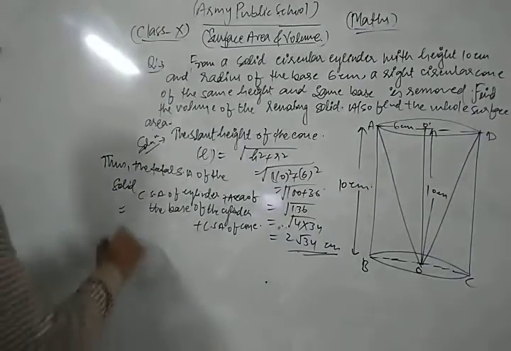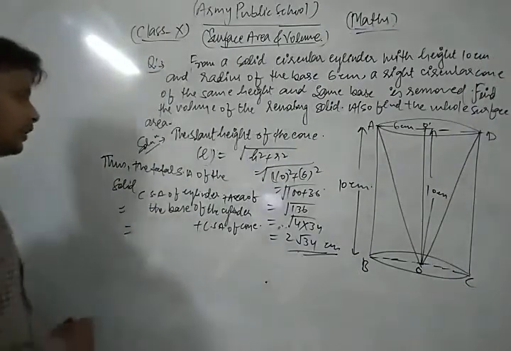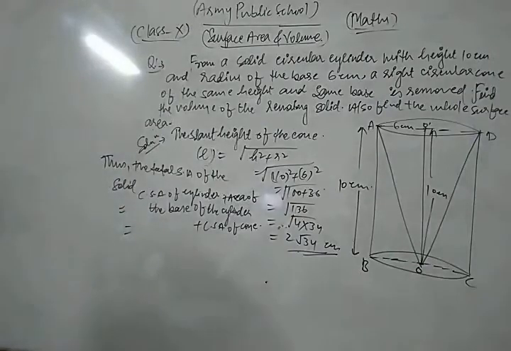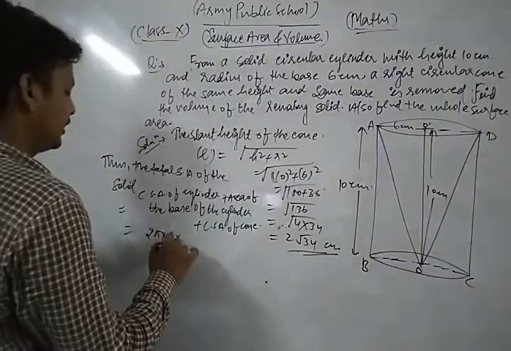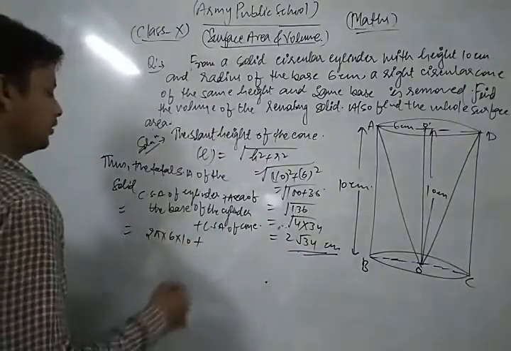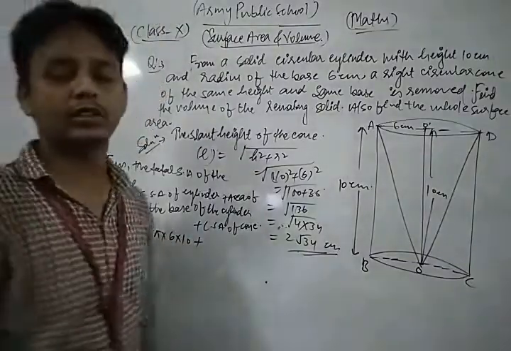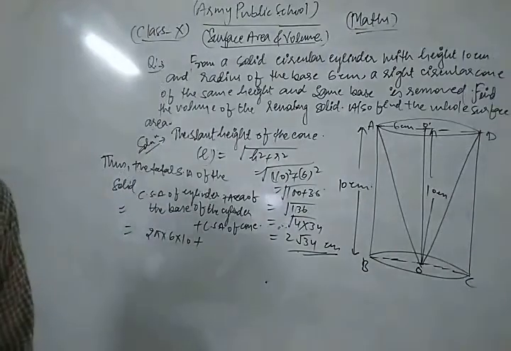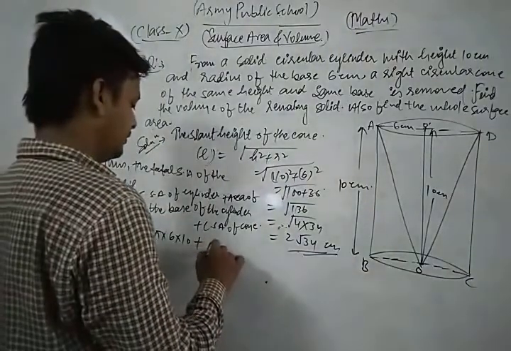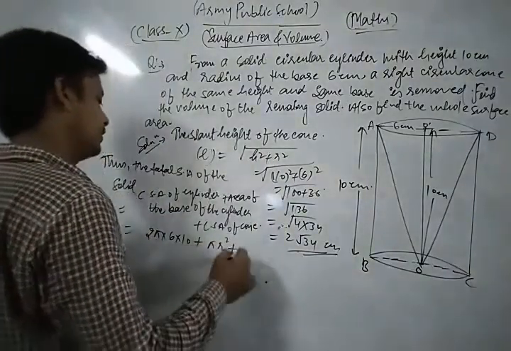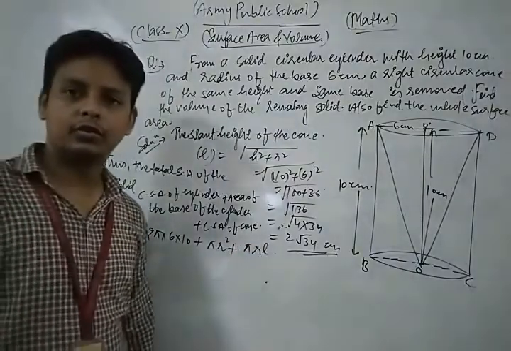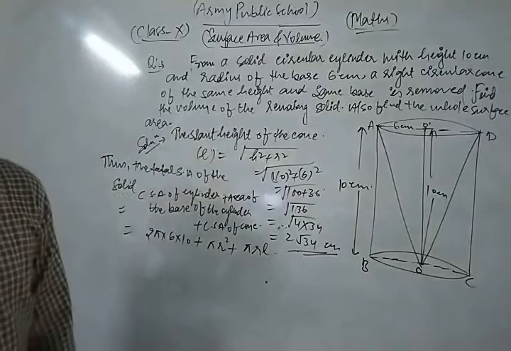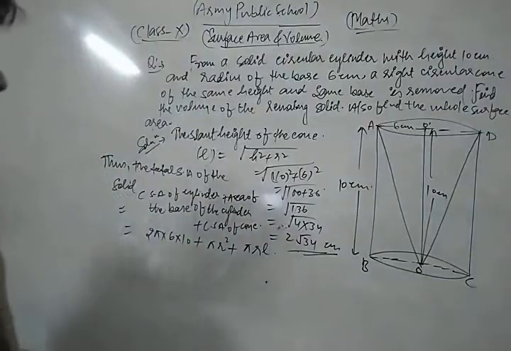Now look, curved surface area of cylinder is 2 pi r h, plus area of the base of the cylinder. The base is in the form of a circle, so this is pi r square, plus curved surface area of cone, which is pi r L. This is the whole formula for that. Now we put all the values and simplify them.